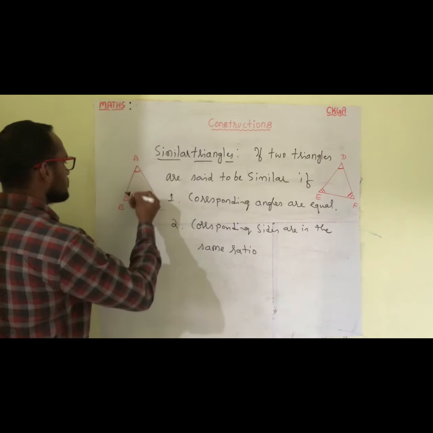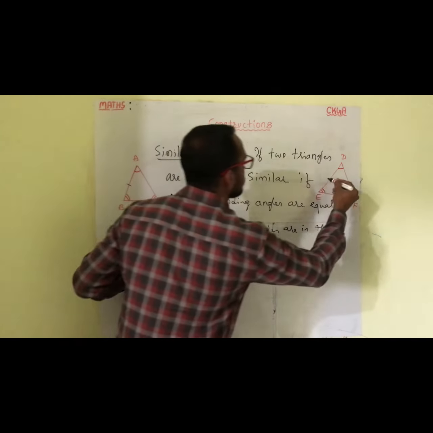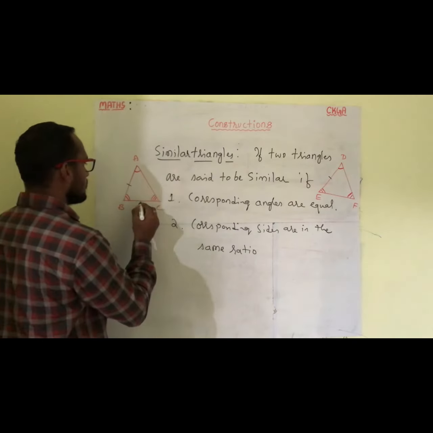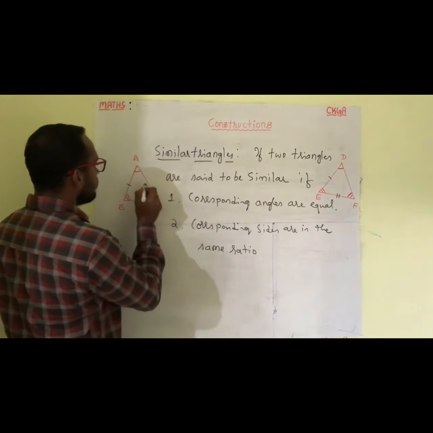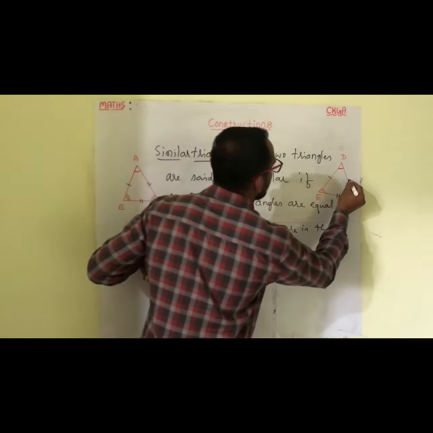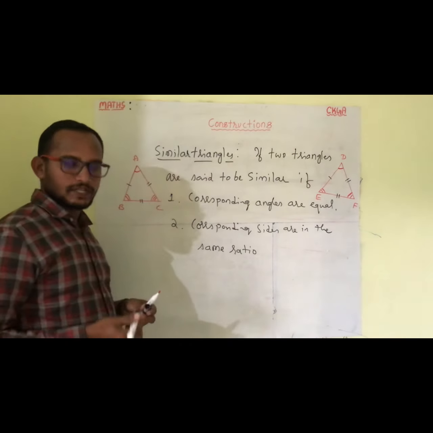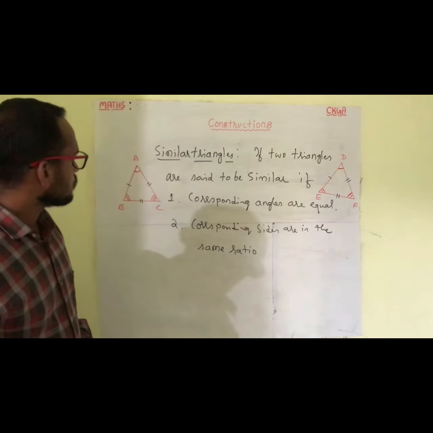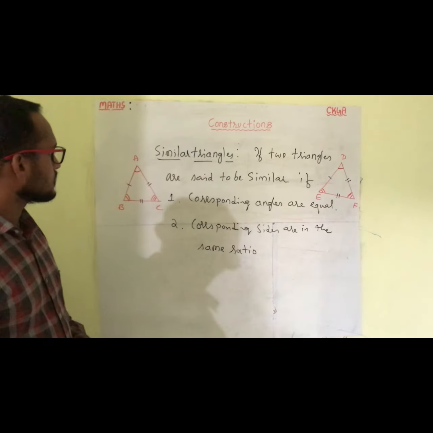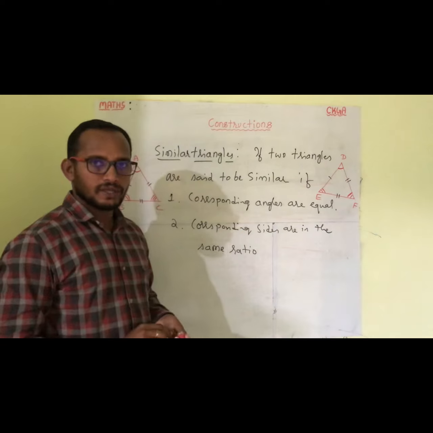Now I am going to mark the corresponding sides. The corresponding side of AB will be DE, the corresponding side of BC will be EF, and the corresponding side of AC will be DF. I have marked the corresponding sides. Let's look at the conditions they have told us here. If two triangles are said to be similar, first, the corresponding angles are equal.